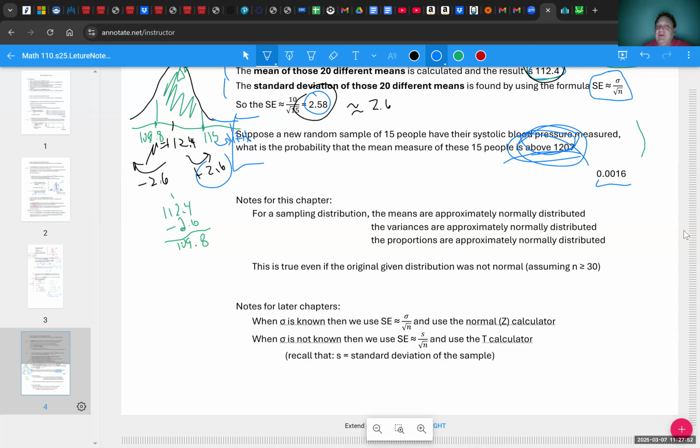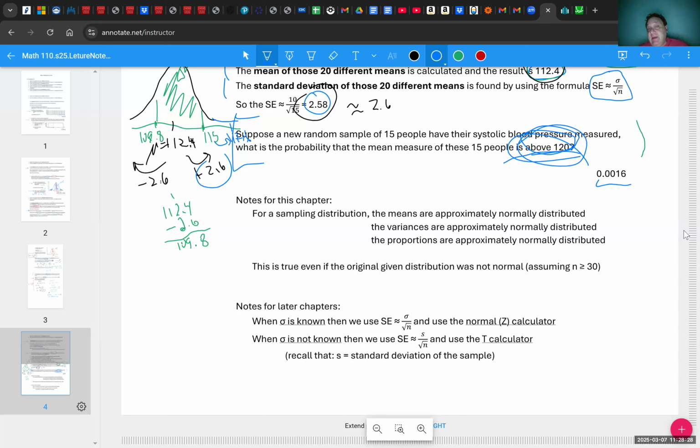For a sampling distribution, if you take a sample and measure something about it, such as the mean of the sample, the sample means are approximately normally distributed. The variances, a measure of spread, are also normally distributed. Standard deviation is just the square root of variance, but standard deviation itself is not normally distributed. Proportions are also normally distributed.